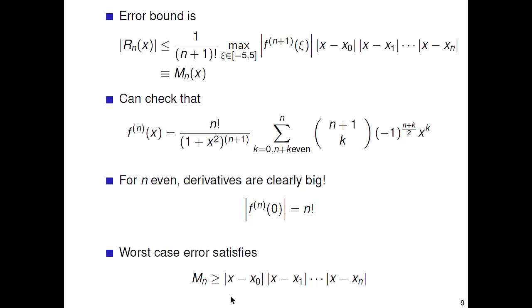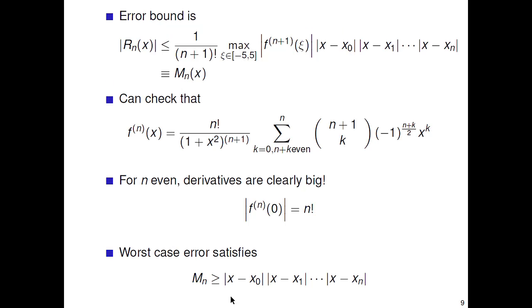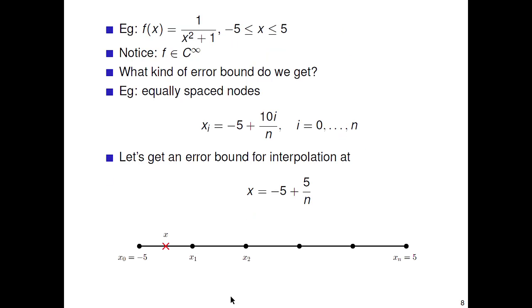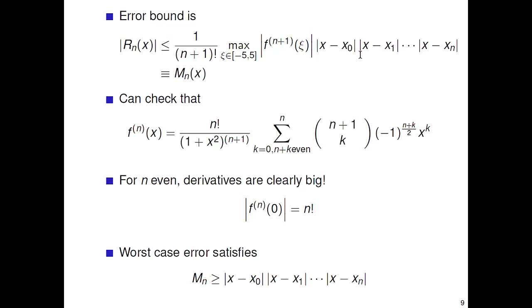So what do we need to do? We need to get a handle on how big this product is. Now that's not totally obvious. Some of the terms in this product are small. If I go back to the picture here, I have x minus x naught. Well, if these are close points, this is very small. x minus x1 is going to be small. x minus x2 is still pretty small. But on the other hand, I also have terms like x minus xn, x minus xn minus 1.